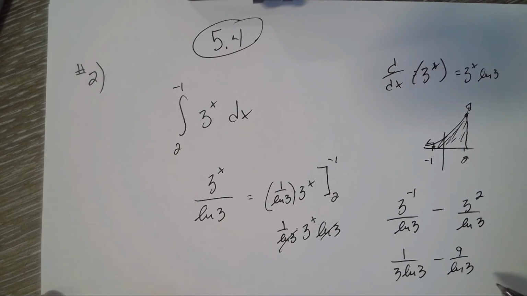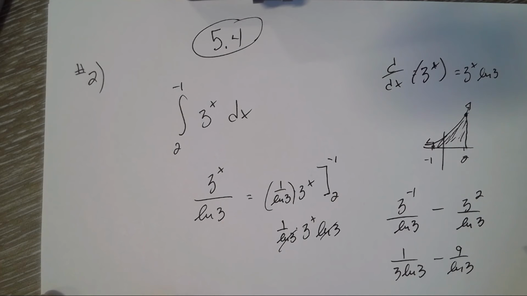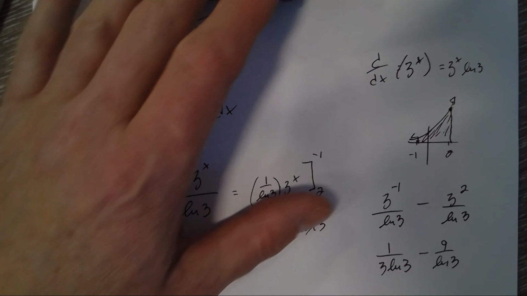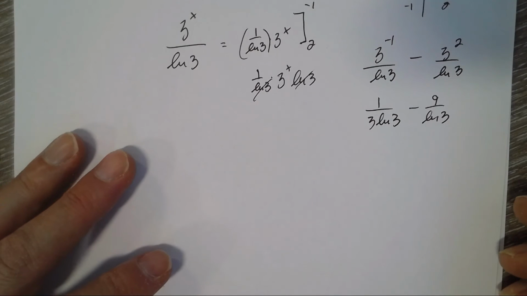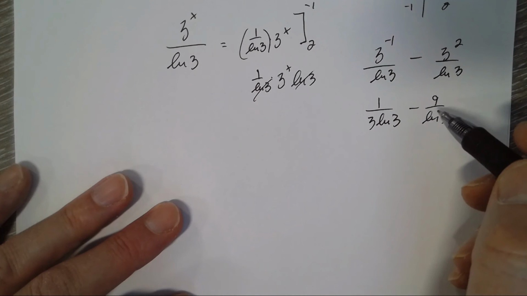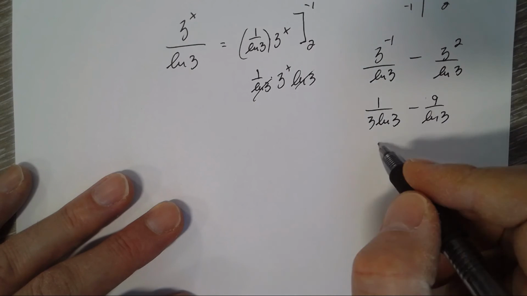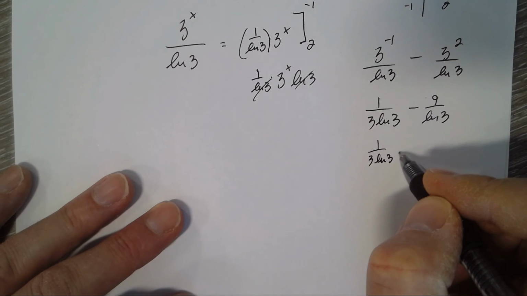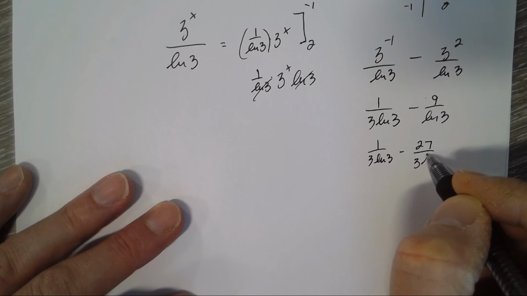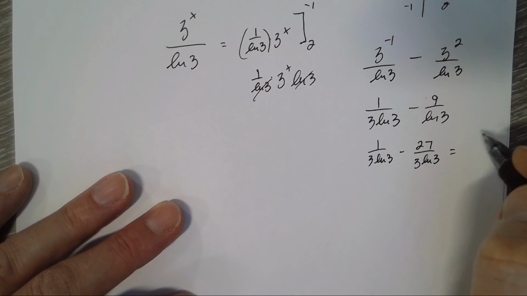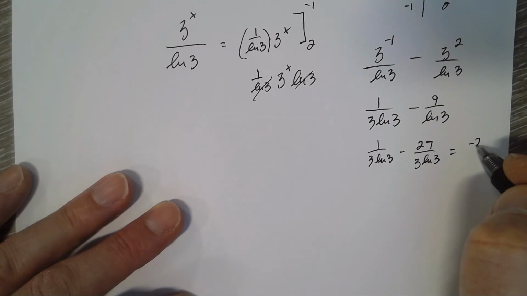So I suppose we could get a common denominator and combine them. I don't know what the book did as far as decimal, but I could go 3 over 3, so I get 1 over 3 natural log of 3 minus 27 over 3 natural log of 3, giving me -26 over 3 natural log of 3.